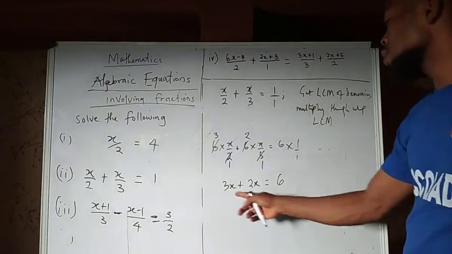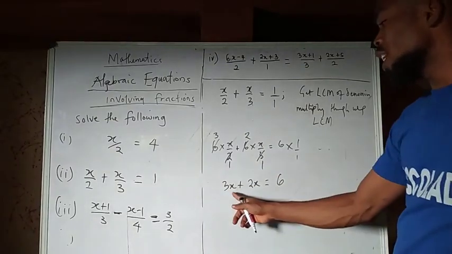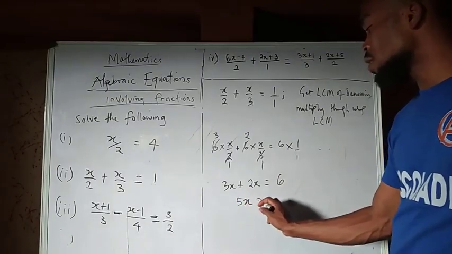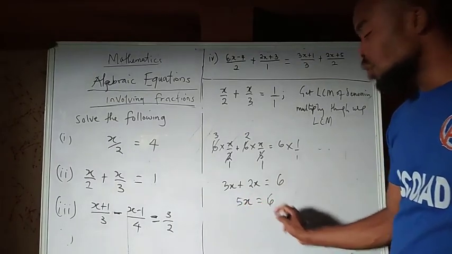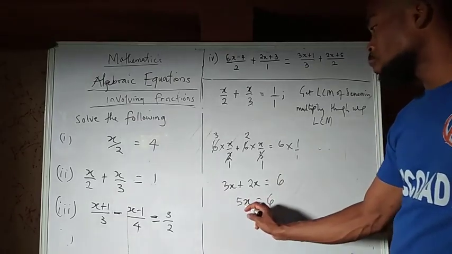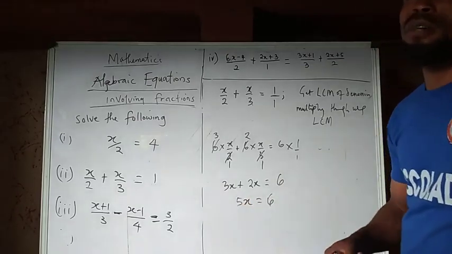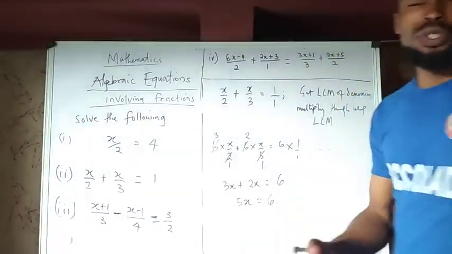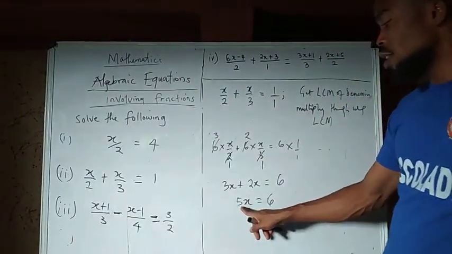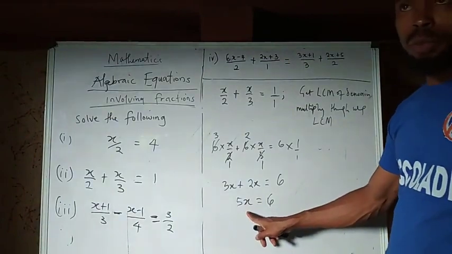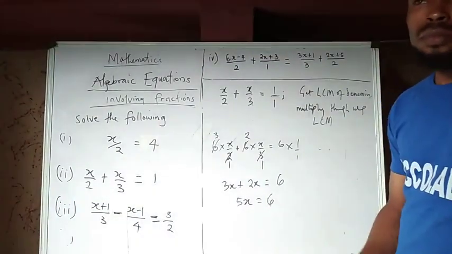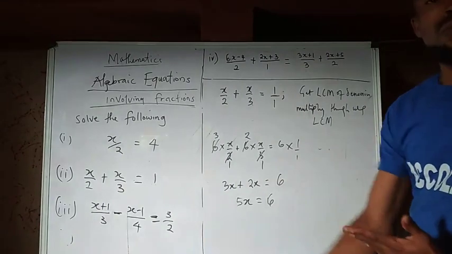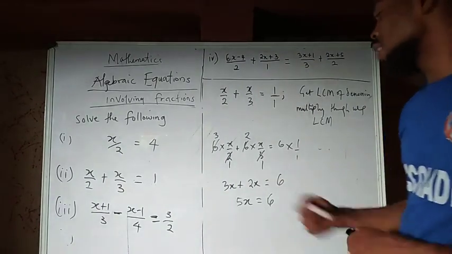So with this now reduced, it's simple, right? With this in this form, what do we then do? 3x plus 2x is simply 5x, which is equal to 6. So what do we do again? We divide. Remember, when you have a number standing close to the variable and you're looking for the variable, you divide through. Like in this case, if it's standing close by multiplication, you divide. If it was addition, you subtract. If it was subtraction, you add.